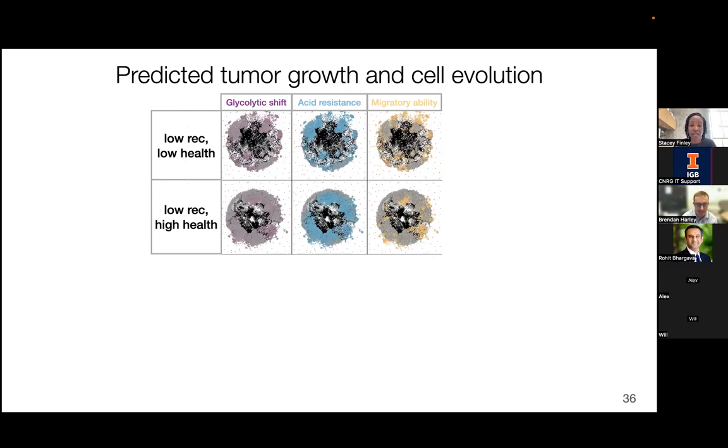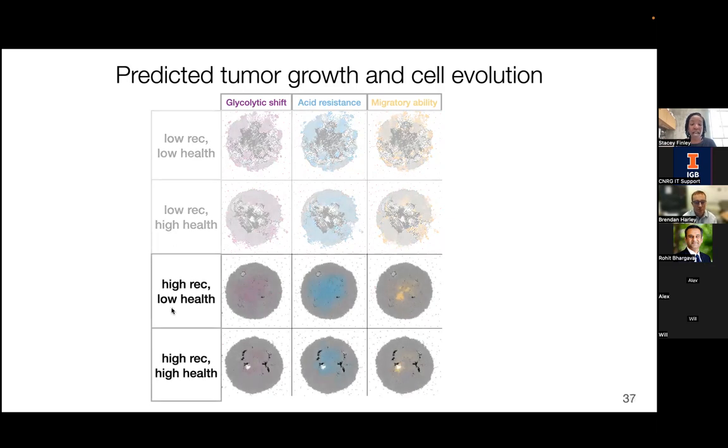The cells that have this higher acid resistance are now retained more so in the tumor rather than being able to move out from the center of the tumor. So just changing the health of the vessel influences the morphology of the tumor that the model predicts.